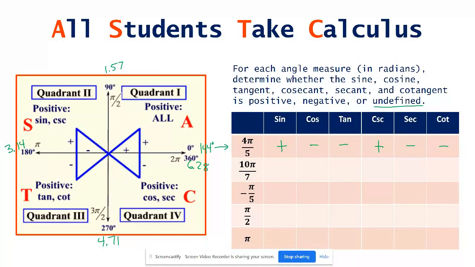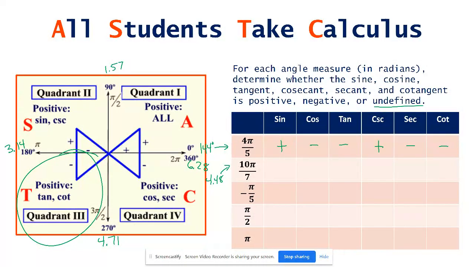Now I can take 10 pi over 7, plug that into a calculator, and make it a decimal. The decimal for that is approximately 4.48. That tells me, okay, 4.48 is bigger than 3.14 and less than 4.71, so I'm going to be in quadrant 3. So that's another way you can think through it if you want to. I'm going to be in quadrant 3.